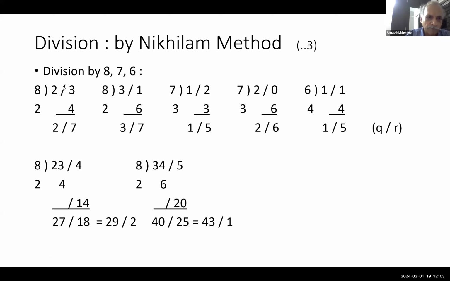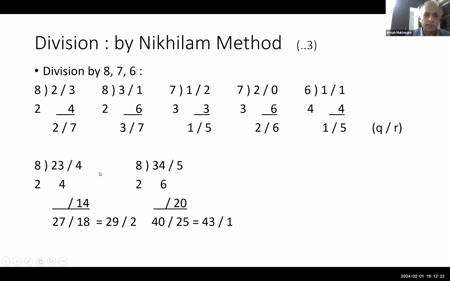234 divided by 8. Now this 2 is my division. 2 into 2 is 4. 4 plus 3 is 7. 7 into 2 is 14. Now 14 plus 4 becomes my remainder and 27 becomes my quotient.